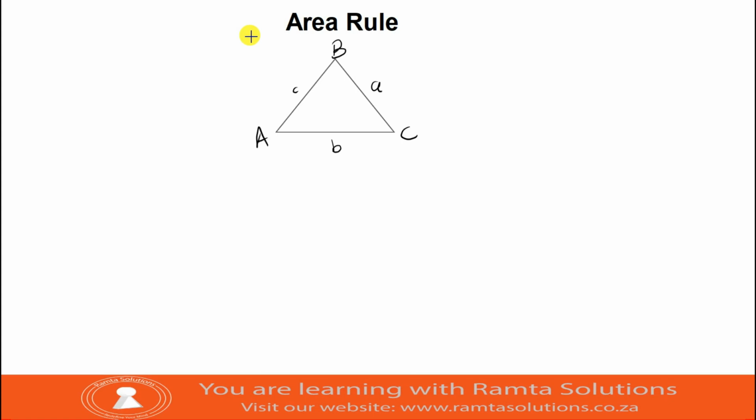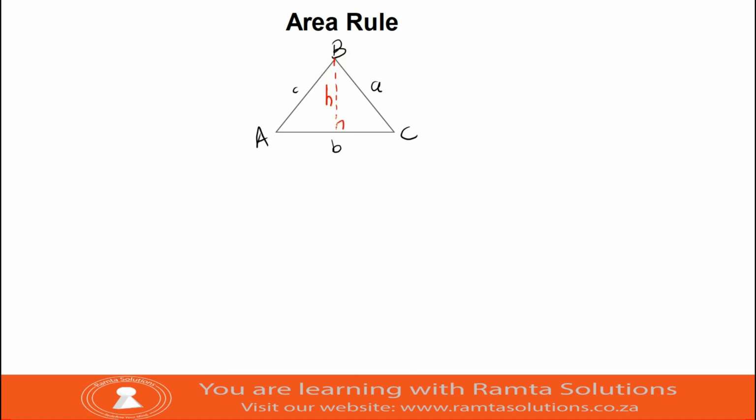Today we're going to derive the area rule. So given triangle ABC where side AB is C, side BC is A, and side AC is B. Let us first try to draw a perpendicular height H from vertex B. Okay, so this is H.